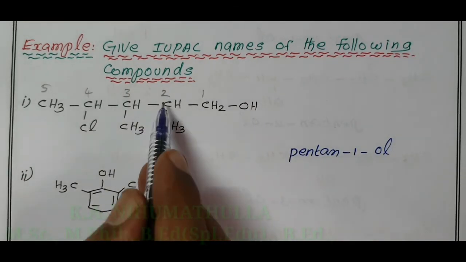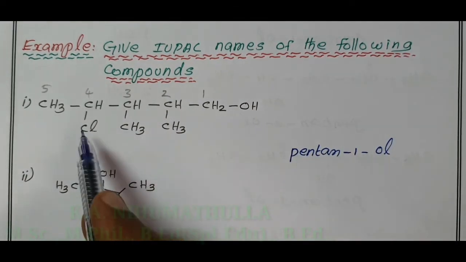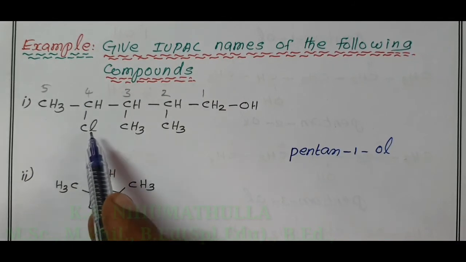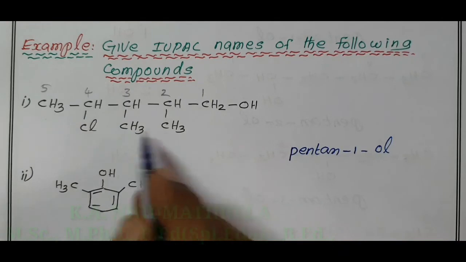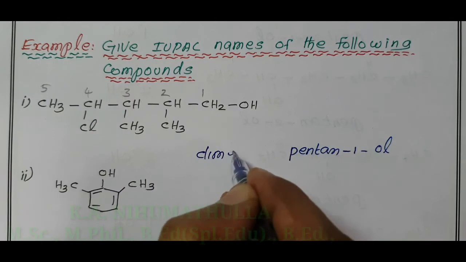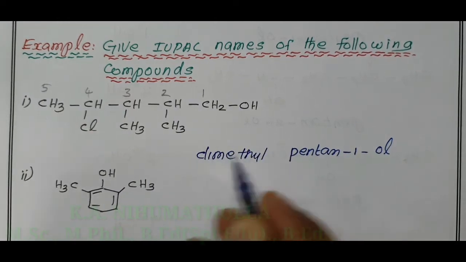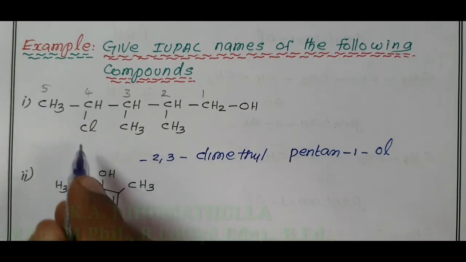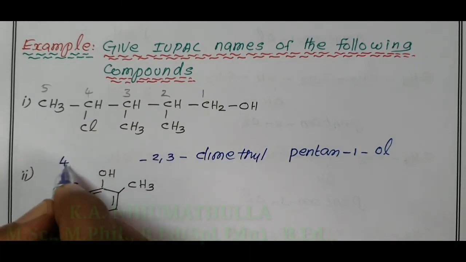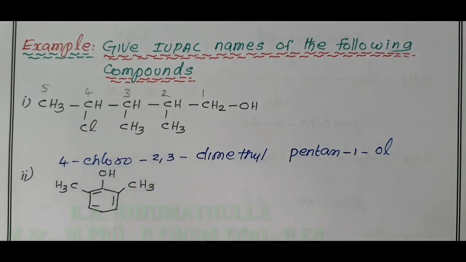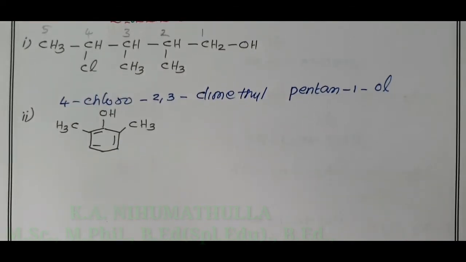There are 2 methyl groups attached to the second and third positions, and 4 chloro. C for chloro and M for methyl: according to alphabetical order, chloro comes first. Therefore, first I write chloro. How many methyl do we have? 2 methyl, therefore dimethyl, position 2, 3. Chlorine at 4, so 4 chloro, 2, 3 dimethyl, pentan-1-ol. One more compound is also given.